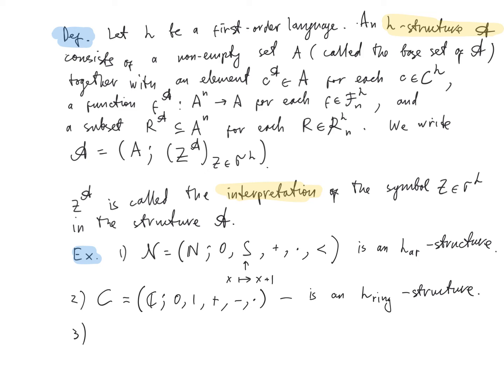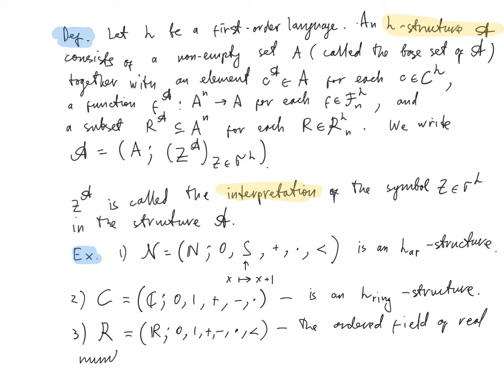And let's consider one more example, which we will denote as R. Now this is a structure in the language of ordered rings, consisting of the real numbers R and 0, 1, plus, minus, times, less than, all interpreted as the standard operations in the field of real numbers, the ordered field of real numbers, which with these interpretations is a structure in the language of ordered rings.